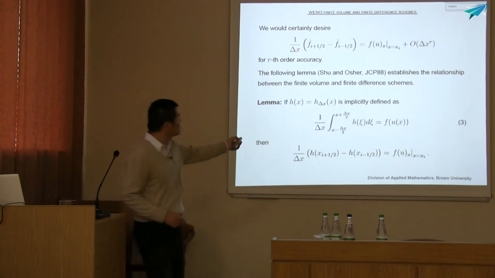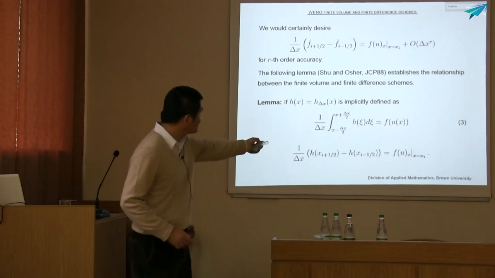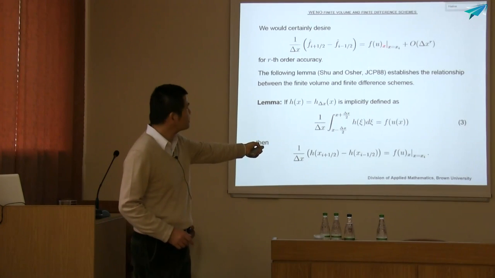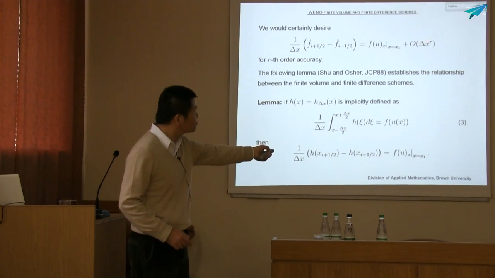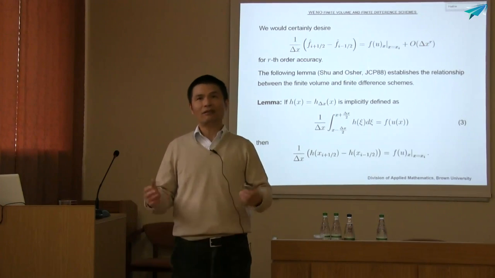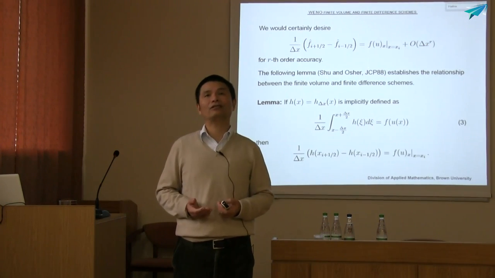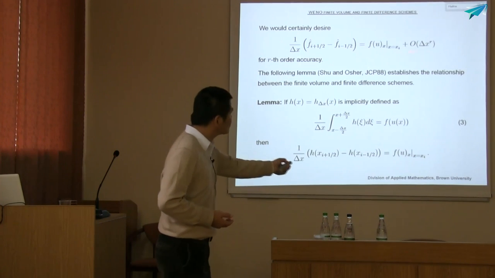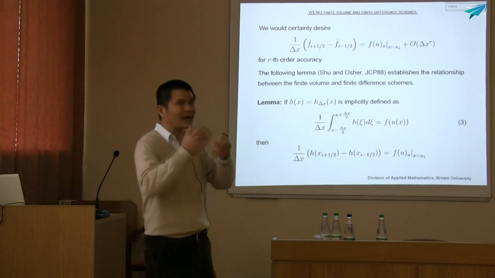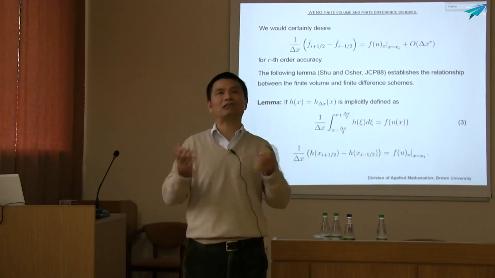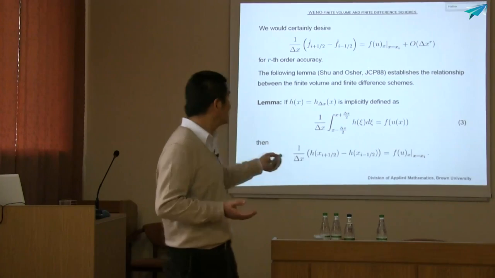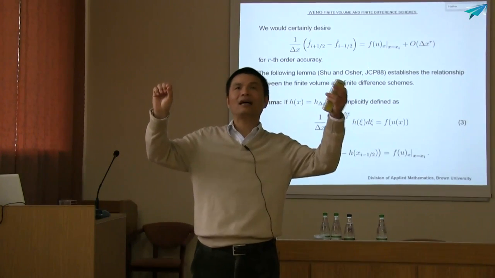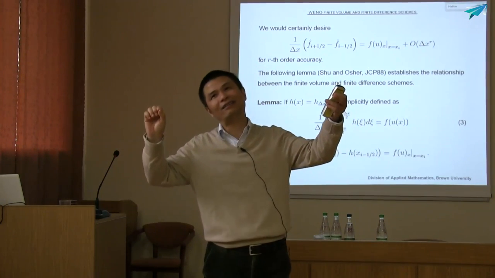So the accuracy requirement is very simple. This flux difference divided by delta x should approximate the derivative f(u)_x at x equals x_i to high order accuracy. So this requirement is very natural. The question is, how do I design the flux so that this equality holds? Notice that, from first glance, it is not a trivial requirement because it involves the difference between two fluxes, f hat at i plus half minus f hat at i minus half.